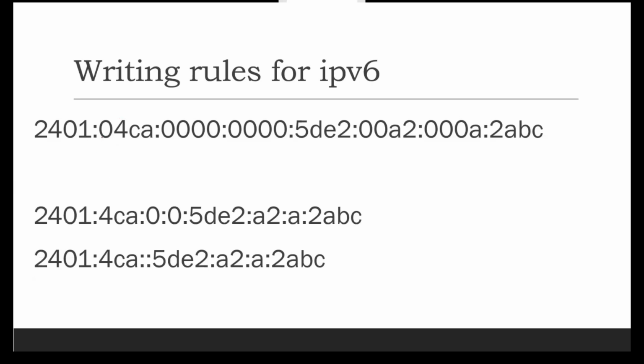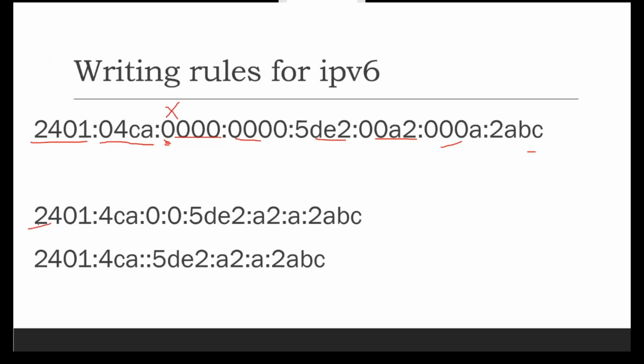How to shorten that? Suppose that is the IP address which you got, 2401 0400000, this one. So you can solve it by this method. The first rule is: if any zero is available at the start of any field, you can just skip that zero. You can remove that zero.